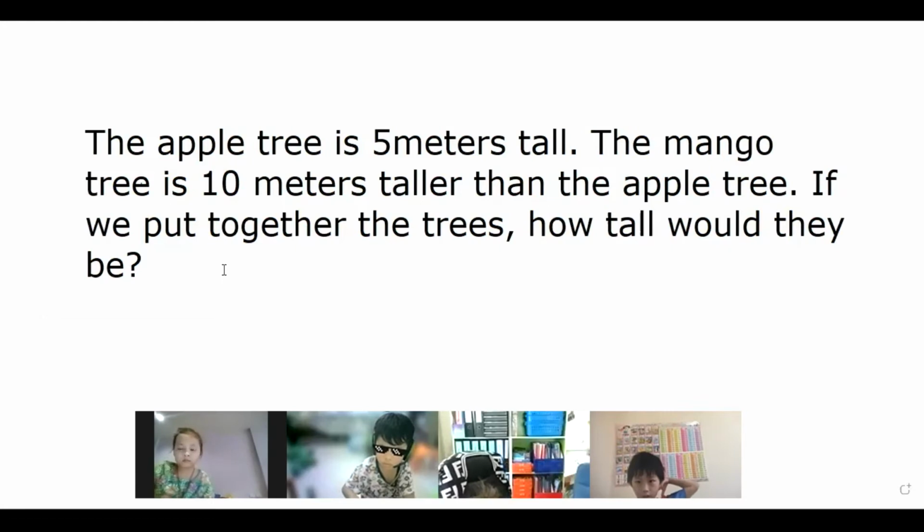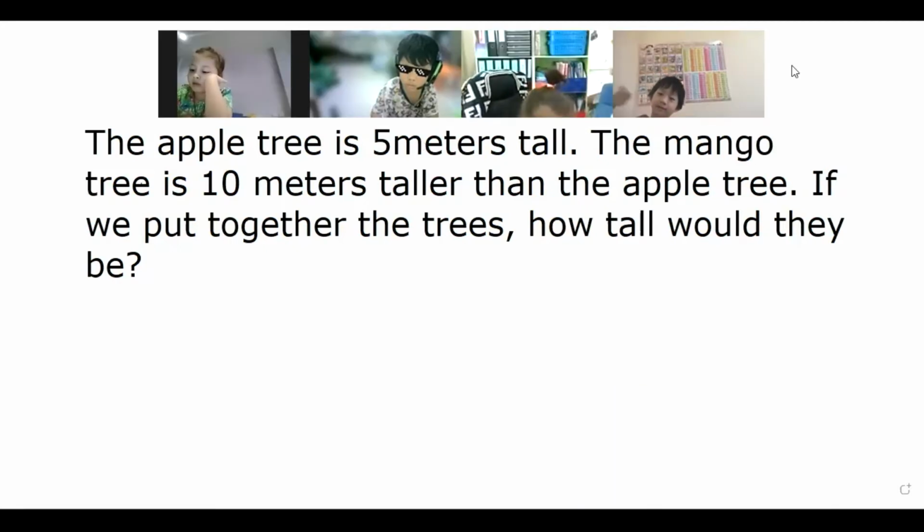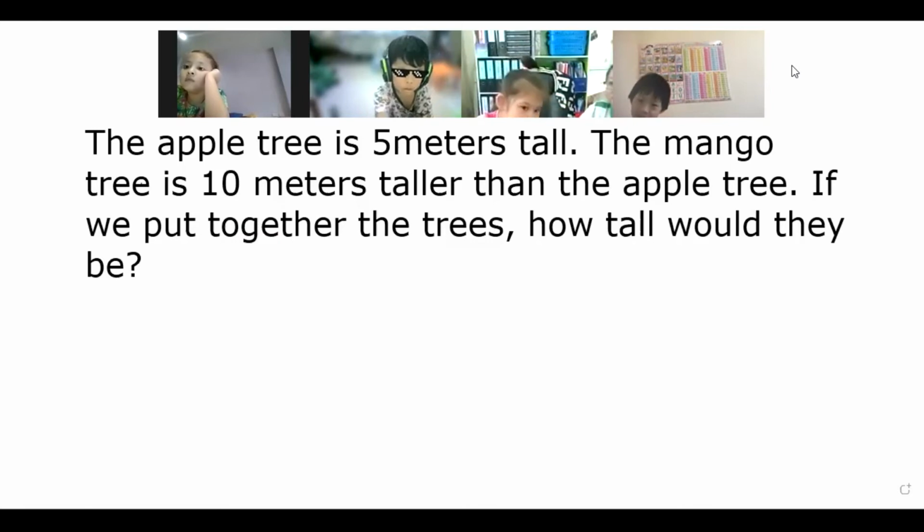Okay, again, the apple tree is 5 meters tall. The mango tree is 10 meters taller than the apple tree. If we put together the trees, how tall would they be? So you have to find out first, what are the numbers given? What is being asked? And how are you going to solve the problem?